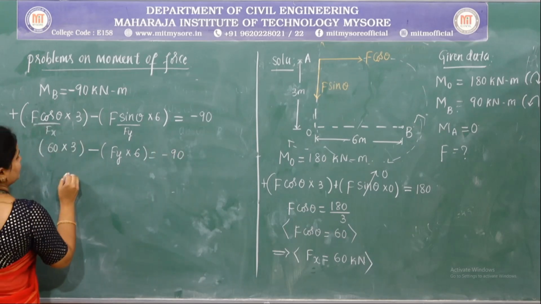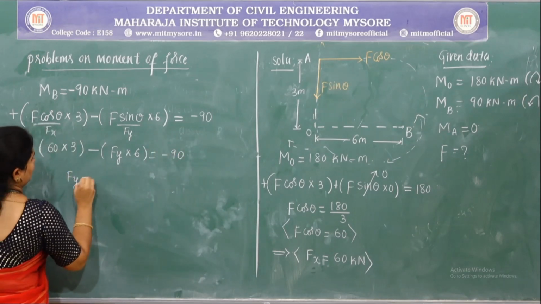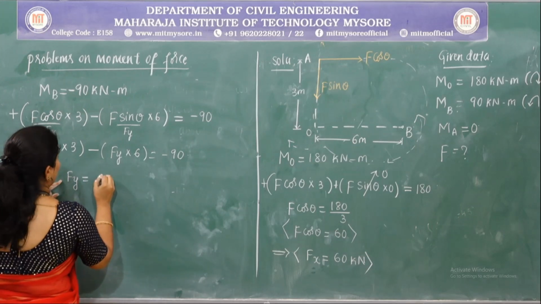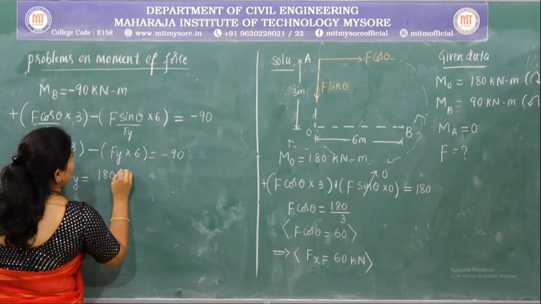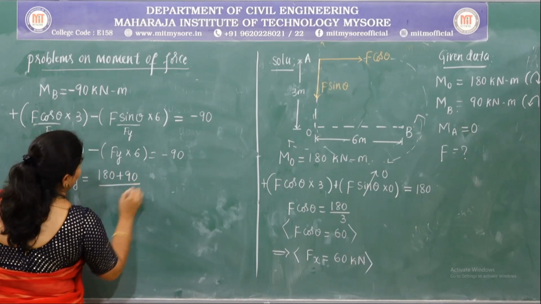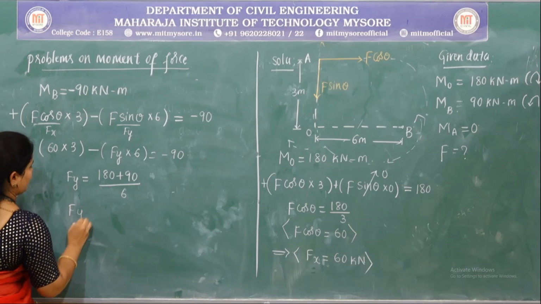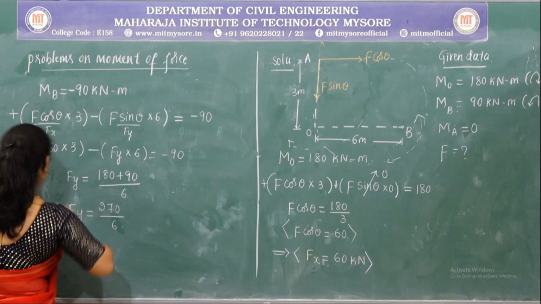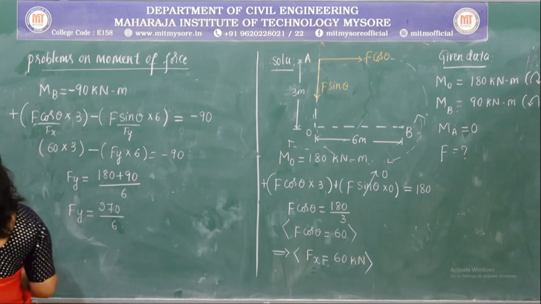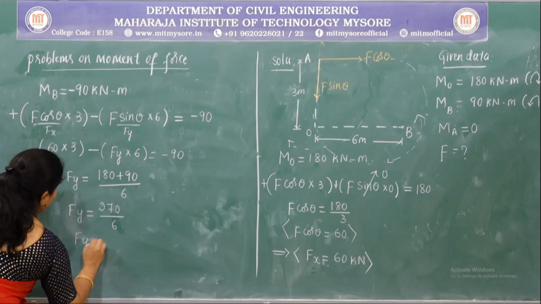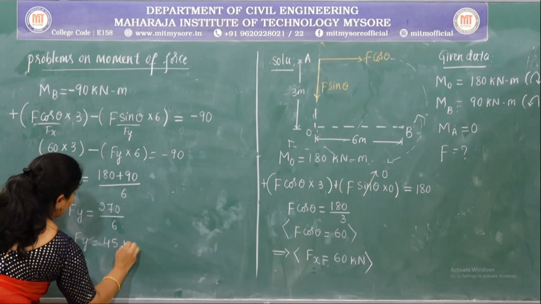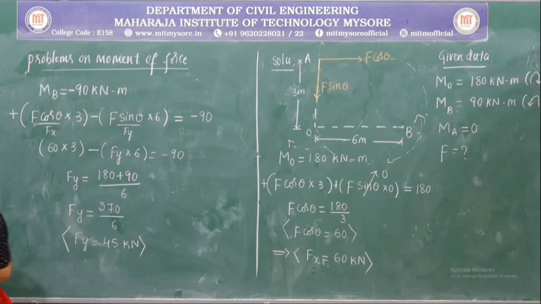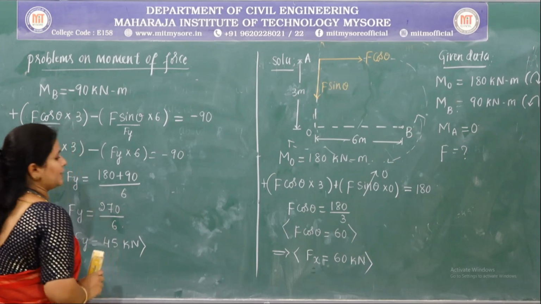So on solving this, Fy is equal to 180 plus 90 divided by 6. So Fy is equal to 270 divided by 6. So Fy is equal to 45 kilonewton. So we got the value of the x component and the y component.